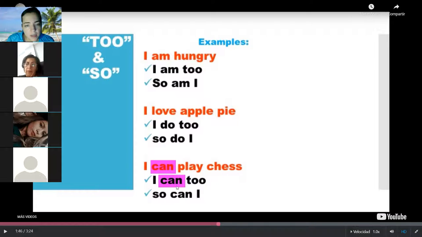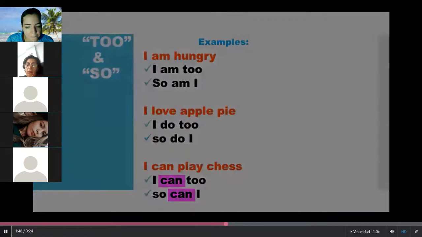Se van a preguntar cuál es la diferencia entonces entre estas. One, it is using the am. The other one, it is using do, I'm sorry, it is using an action, y está utilizando este auxiliar. I can too. Sí, yo también puedo. Okay.